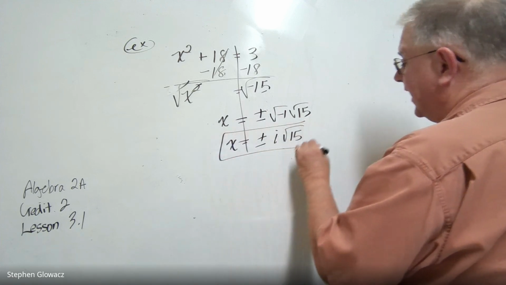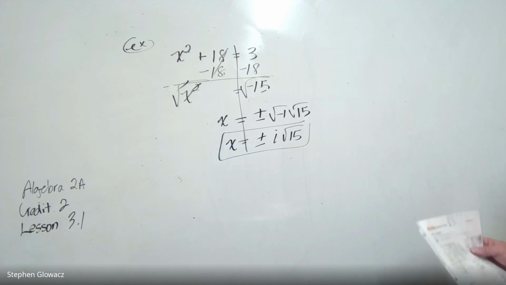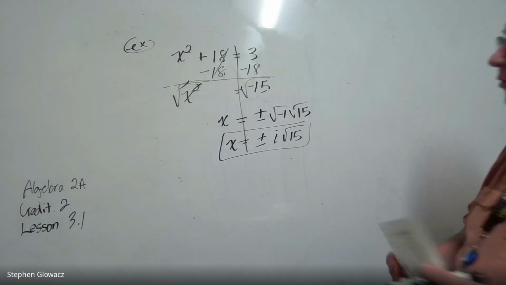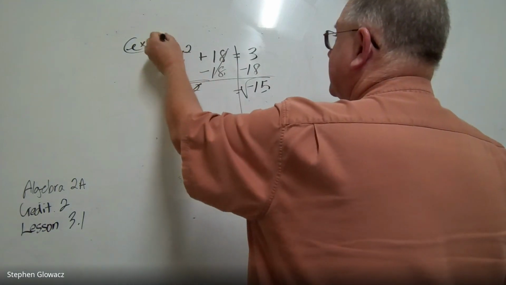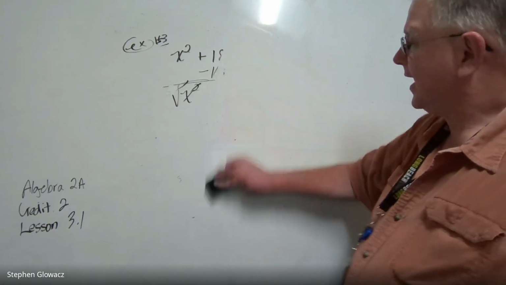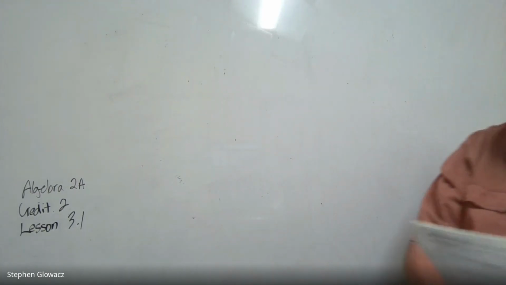And so our final answer is plus or minus i radical 15. All right, so that is our example for number 3. Now, taking a look at an example for number 4, let's go ahead and do that.